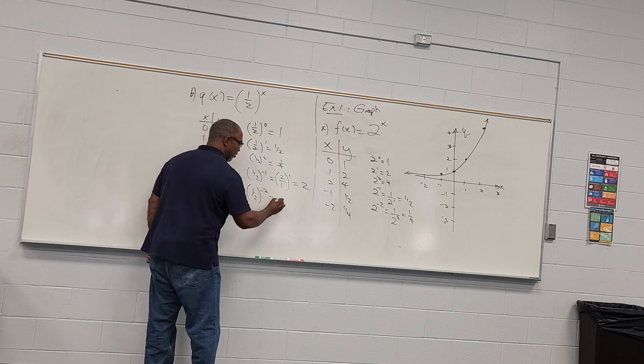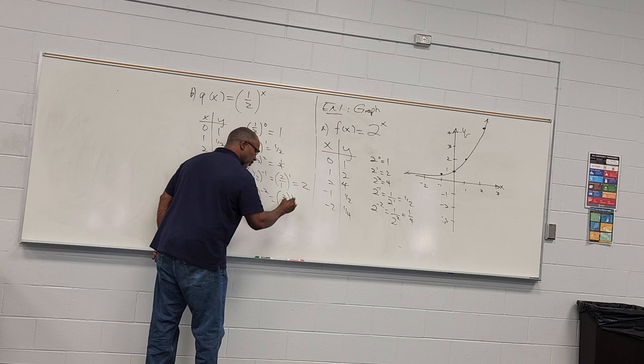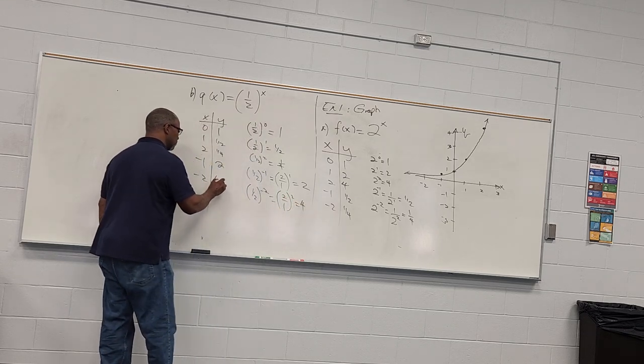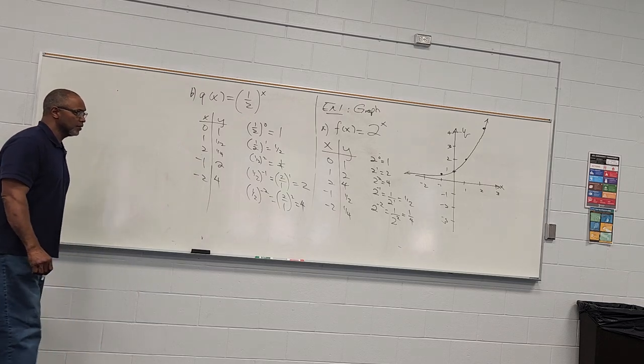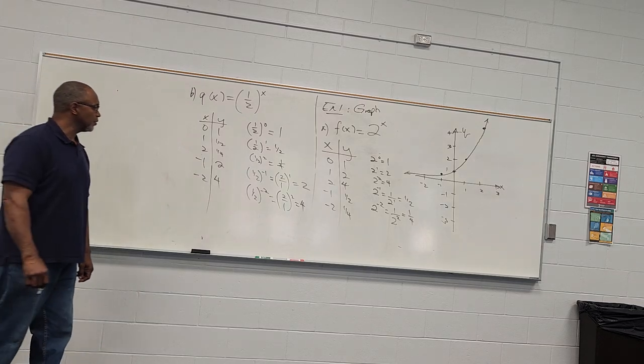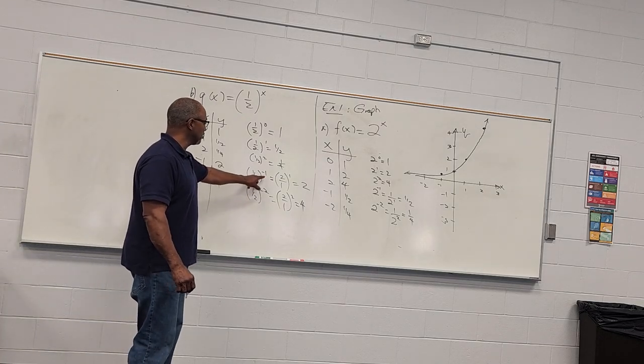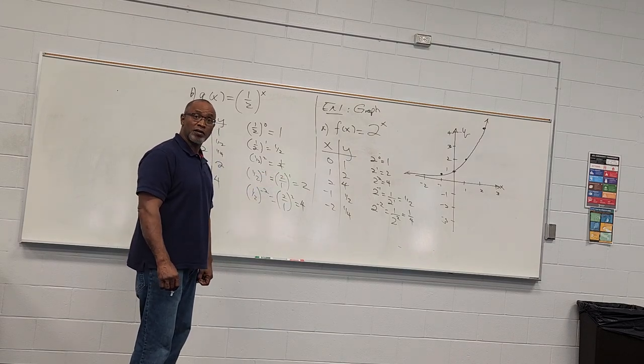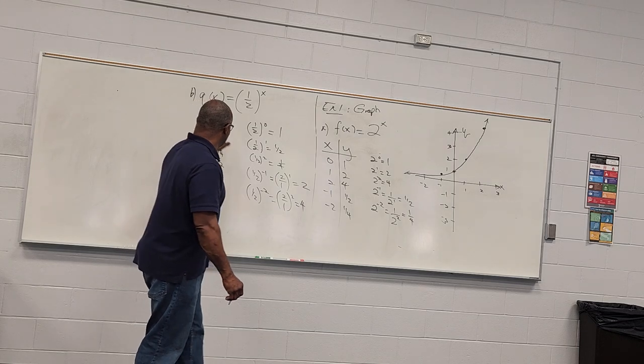Again, I've got a negative power. Flip the fraction over. The exponent becomes positive. 2 squared gives you a positive 4. So there's my points. Remember that fact. Whenever you have a fraction to a negative number, if you flip the fraction over, the exponent changes sign. Always.